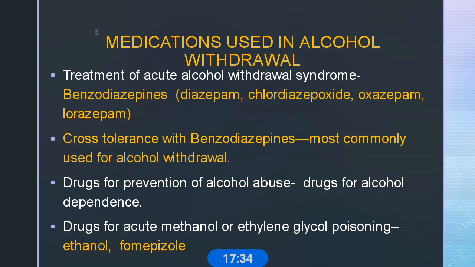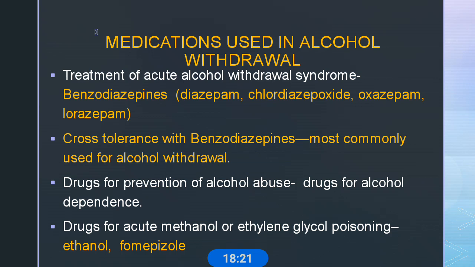Before starting our topic, we will discuss one case, an alcohol withdrawal case. In that patient we prescribed IV lorazepam for controlling the seizure, and then we administered oral chlordiazepoxide. Why are we selecting these drugs? Because benzodiazepines have a higher safety margin and cross tolerance effects. These long acting benzodiazepines are selected and used in alcohol detoxification programs.